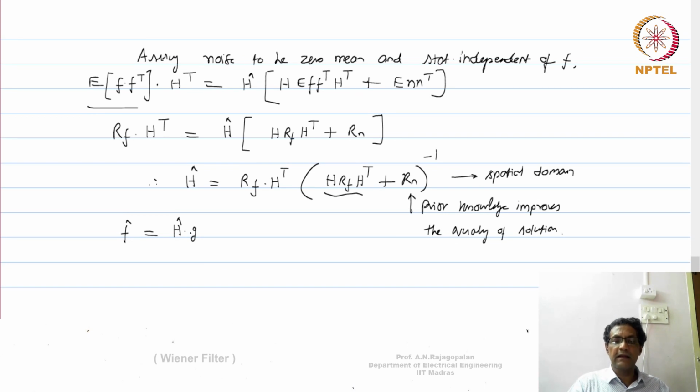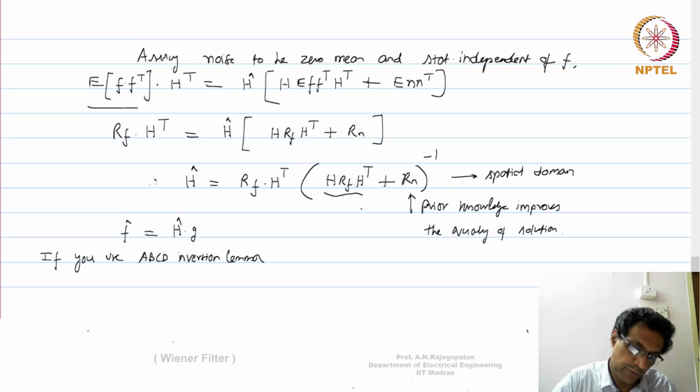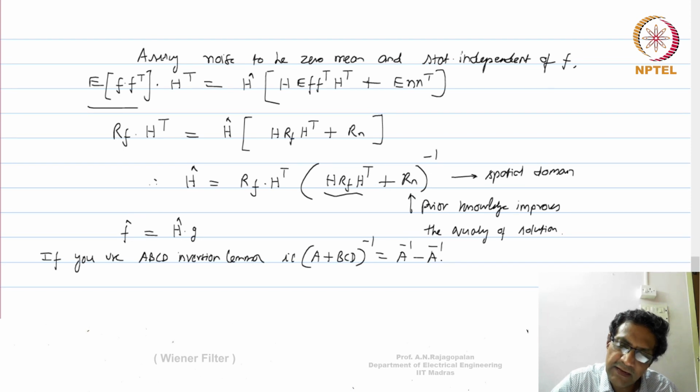Now, other than the spatial domain aspect, I also want to point out that if you use the ABCD inversion lemma, here it looks like noise is the prior. Now, you may think, is Rf really a prior? You can even show that there is a dual role. The ABCD inversion lemma is A plus BCD, the whole inverse. If you see this equation here, it has exactly the same form. Rn is A, H is B, Rf is C, H transpose is D. Then this is A inverse minus, this is a kind of nasty thing, A inverse B into C inverse plus D A inverse B, the whole inverse, D A inverse.